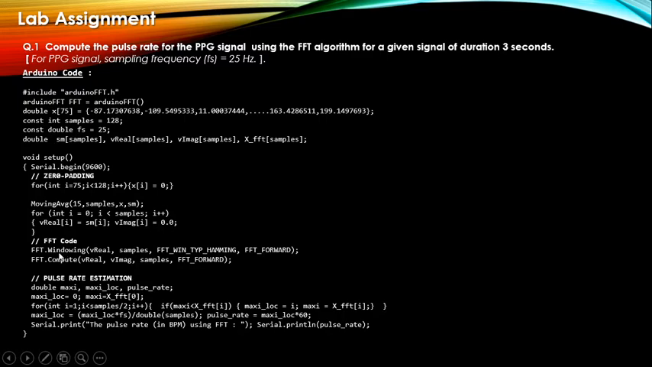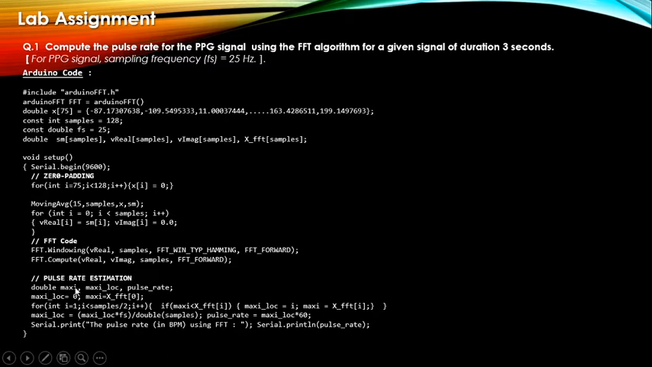Then we use the code that is already in the library itself, the functions or methods that are already predefined. FFT.windowing, V real, samples, FFT win type hamming, FFT forward. Then we do the compute function that computes the V real and V imaginary values, taking the input from the samples and FFT forward. Pulse rate estimation.